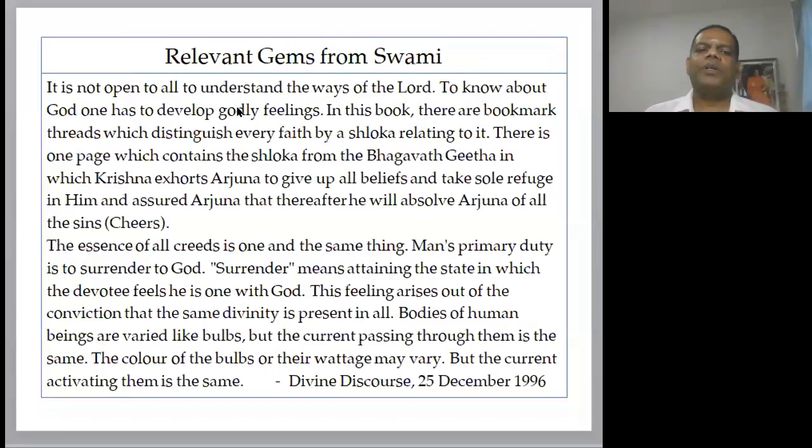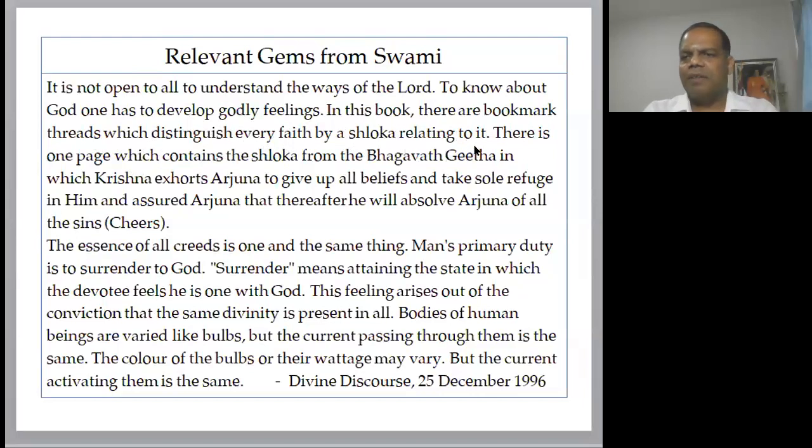It is not open to all to understand the ways of the Lord. To know about God, one has to develop godly feelings. In this book, there are bookmark threads which distinguish every faith by a shloka relating to it.